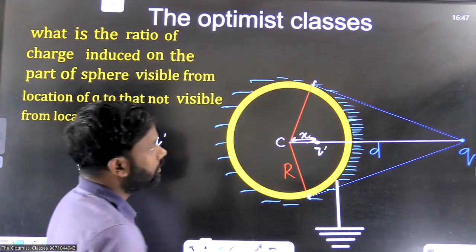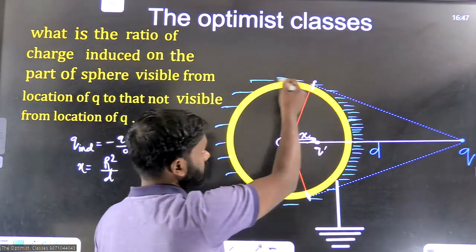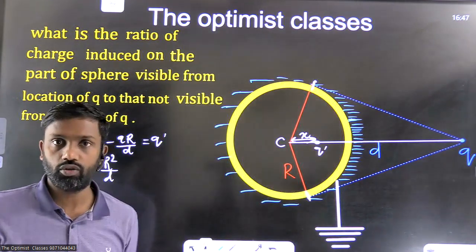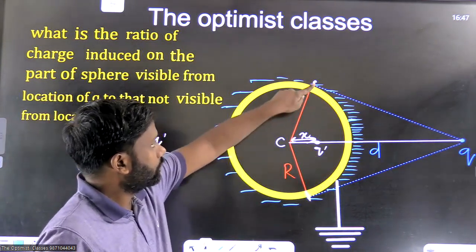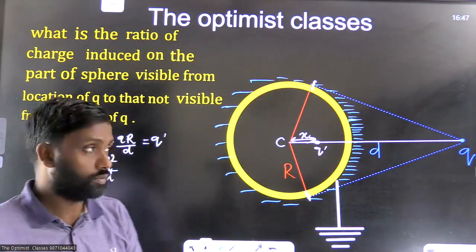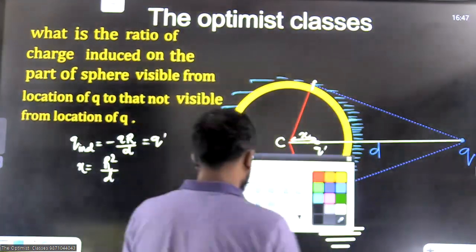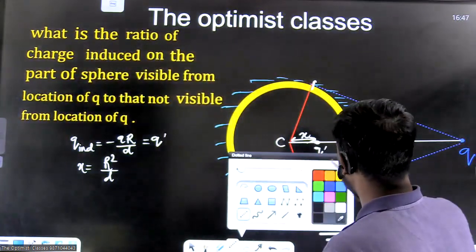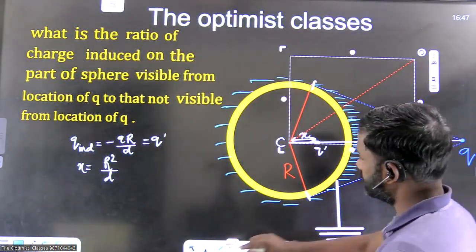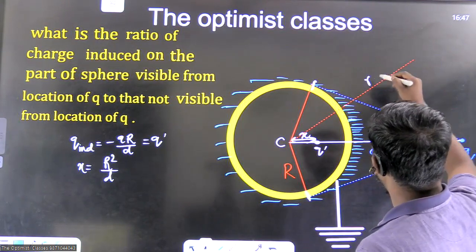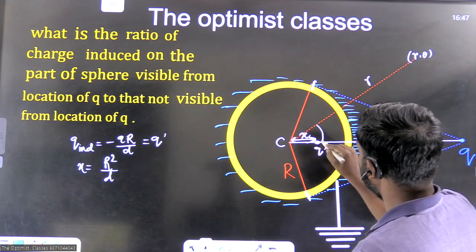We want to calculate the charge induced in this portion, and also the charge induced in this portion, and then we'll calculate the ratio of the two charges. So from here to here and from here to here, we'll calculate the ratio of these two charges. For that, I'll calculate the potential at some arbitrary location. Suppose there is a point here, at distance R from the center of the sphere. Its coordinates are R and theta, so I'm taking this angle as theta.